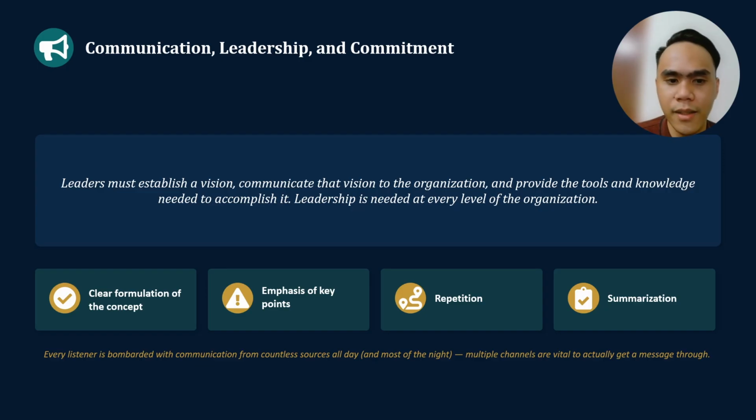To create that understanding and commitment, leaders employ a specific set of communication skills shown on the screen: clear formulation of a concept, saying it precisely, not vaguely. Next is emphasis of key points, making sure the most important ideas don't get buried in detail. Next is repetition, saying important things more than once, because a single mention rarely sticks. And the last part is summarization, periodically pulling threads back together so people retain the through line.